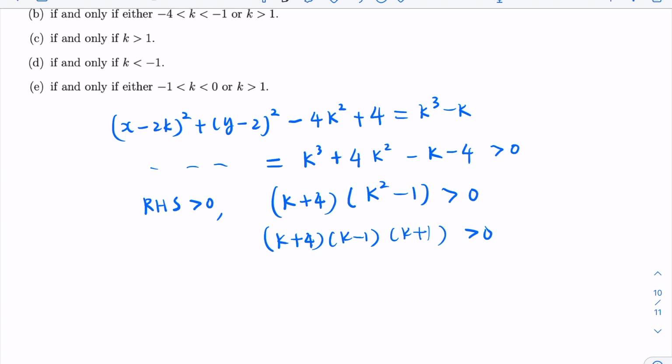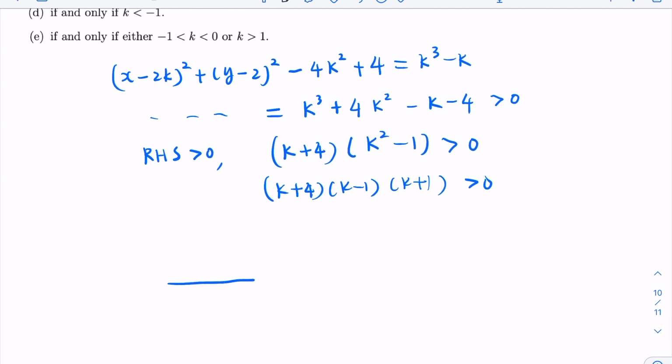Now, for this cubic polynomial, we want the whole thing to be positive. You draw a number line, okay? And then you mark the roots here, -4, 1, -1, and 1, right? So in order for the whole thing to be positive, the rightmost one is always positive. This term here is going to be positive, 3 terms. So this is good. So this is where the whole thing is positive.